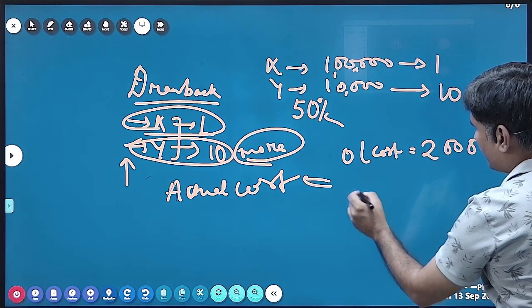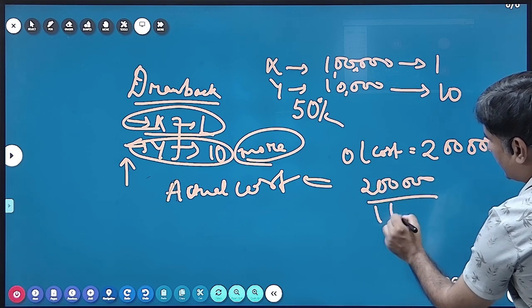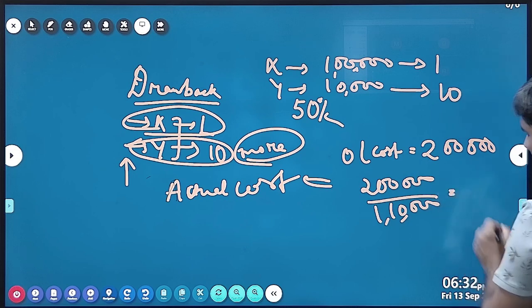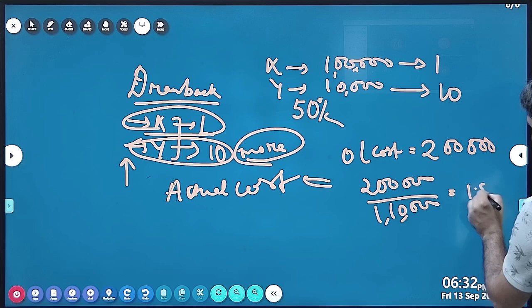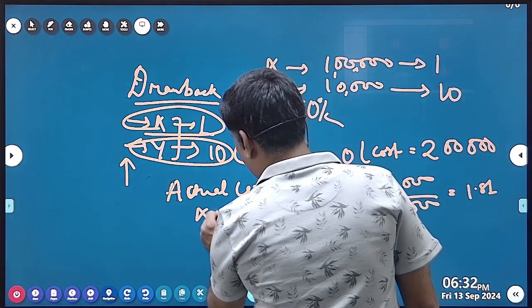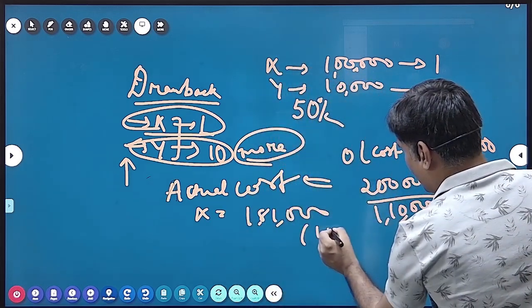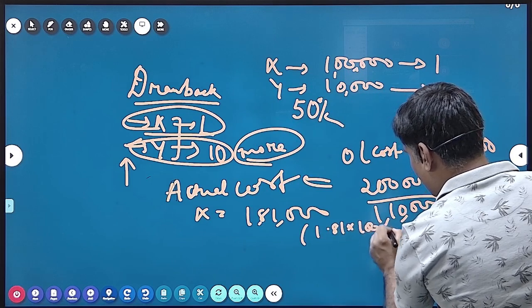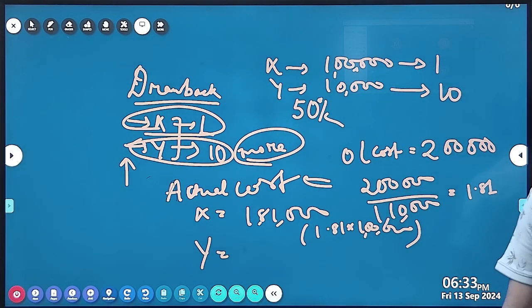Even then, what would we be doing? 2 lakhs in traditional costing system, 2 lakhs divided by 1 lakh 10,000. How much does it come to? 1.81. So the cost allocated to X would be 1.81 into 1 lakh, which is 1,81,000. And to Y it will be 2 lakh minus 1,81,000, which is 19,000.